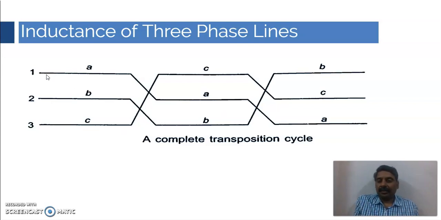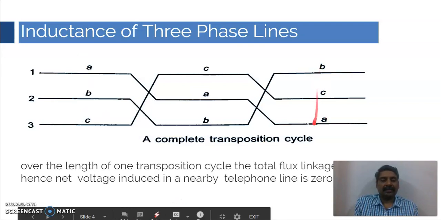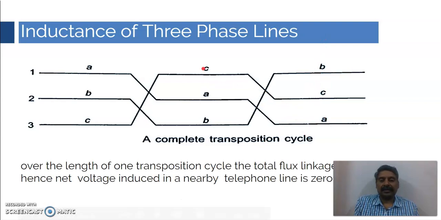Okay, so you can divide this entire picture into three sections. This is the first section, this is the second section, and this is the third section. In the first section you have your A conductor in position 1, B conductor in position 2, and C conductor in position 3.